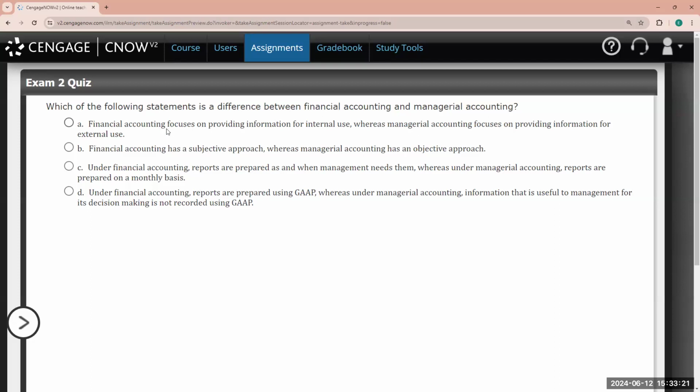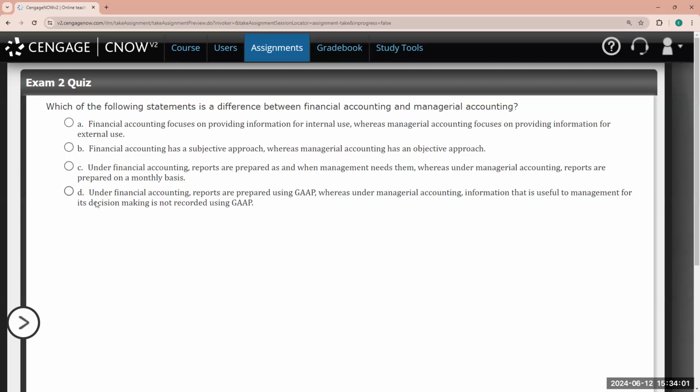Financial accounting focuses on providing information for internal use, whereas managerial accounting focuses on providing information for external use. So A is incorrect because financial accounting is used externally and managerial accounting is used internally. Here it says, financial accounting has a subjective approach, whereas managerial accounting has an objective approach. Okay, we'll come back to this. Here it says, under financial accounting, reports are prepared as and when management needs them, whereas under managerial accounting, reports are prepared on a monthly basis.